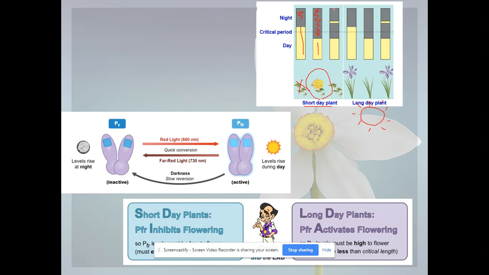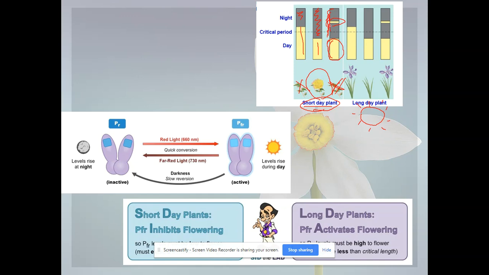But here's weird. So I've got my long night with a small interruption of light. I've got my short day, my short day, my short day. Plant should be happy, but there's no flower because it's actually not about how much light there is.